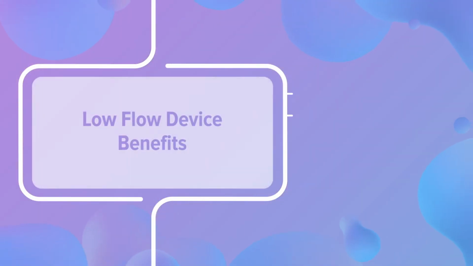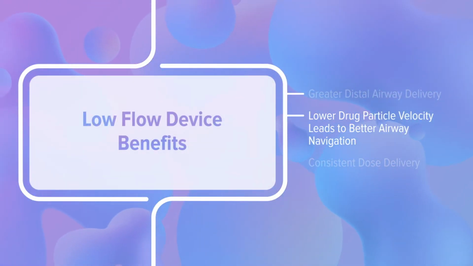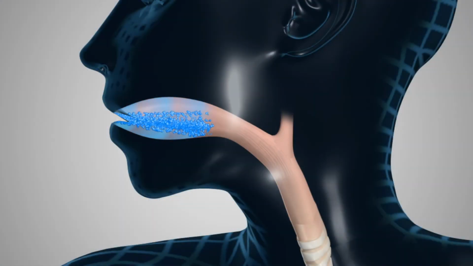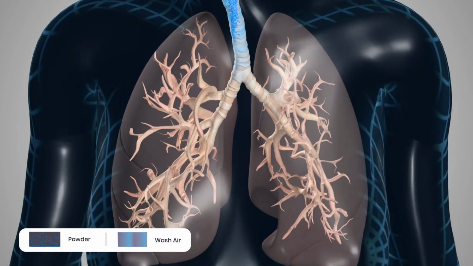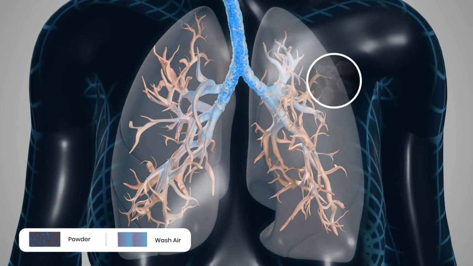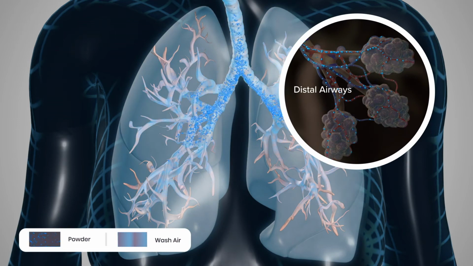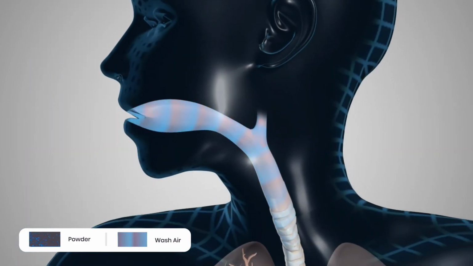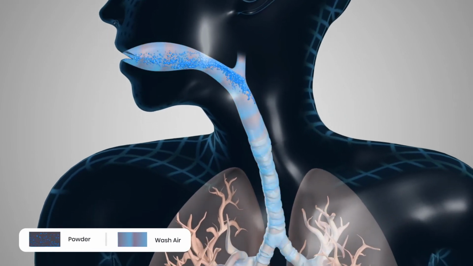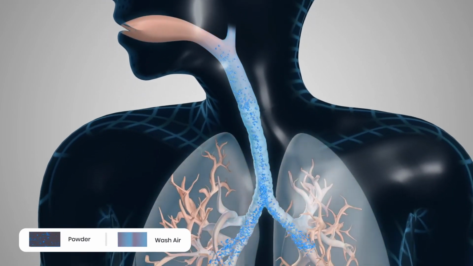The next benefit is based on the drug particle velocity. Low-flow, high-resistance devices keep the powder's inertial properties low and better able to navigate branching of the airways, which facilitates distal airway deposition. By contrast, high-flow velocities in low-resistance devices keep the powder's inertial properties high, increasing the particle deposition in the oropharynx or upper airways.